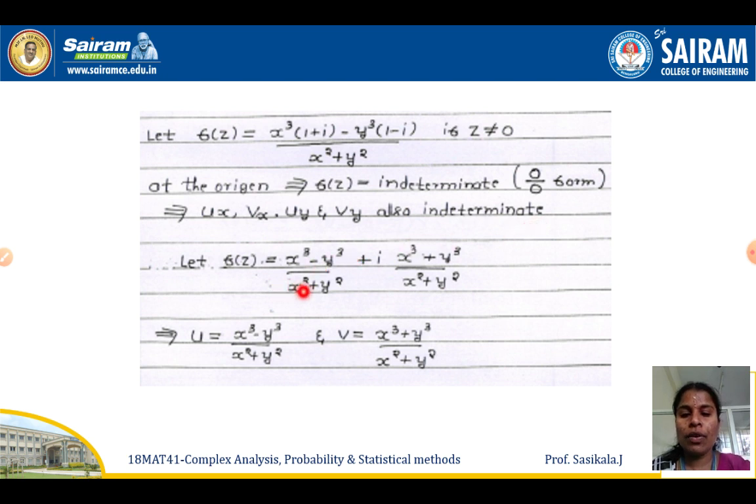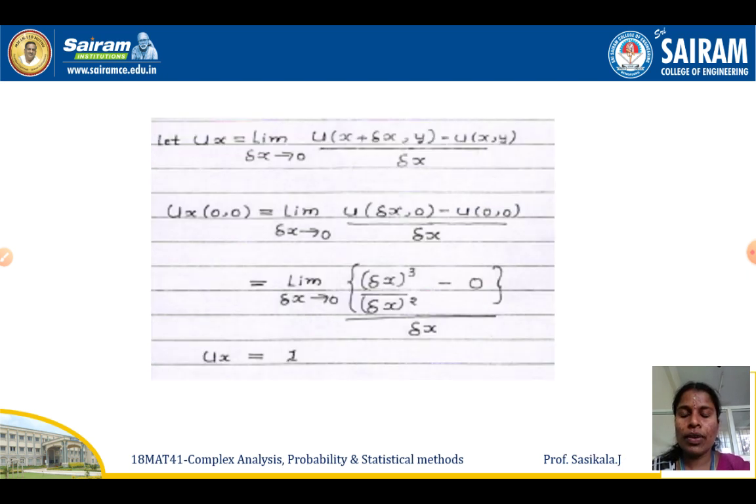Let f of z is equal to (x cube minus y cube) by (x square plus y square). I am multiplying this by 1 plus i, and you can multiply the 1 minus i also here. Then you get the term plus i of (x cube plus y cube) by (x square plus y square). So now we have made it real part and imaginary part. You can get u term and v term as per f of z equals u plus iv. So what is your u term? The u term is (x cube minus y cube) by (x square plus y square), and the v term is (x cube plus y cube) by (x square plus y square).